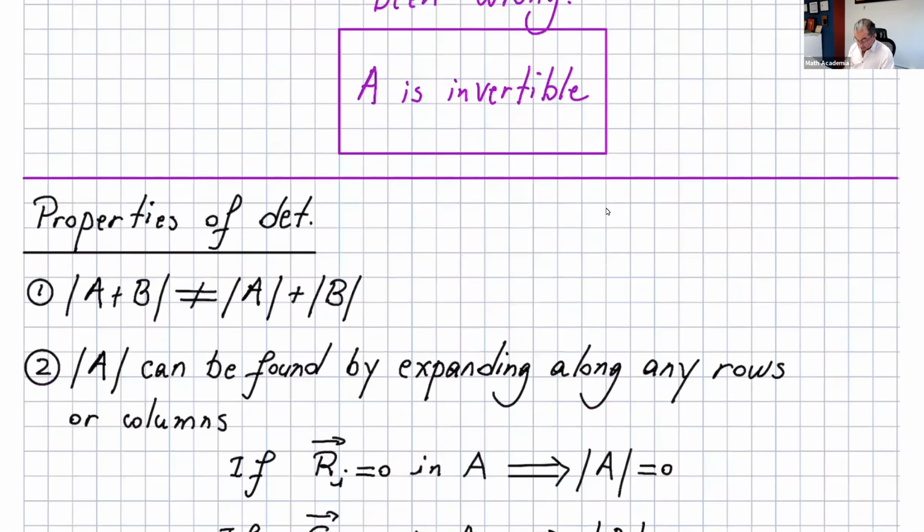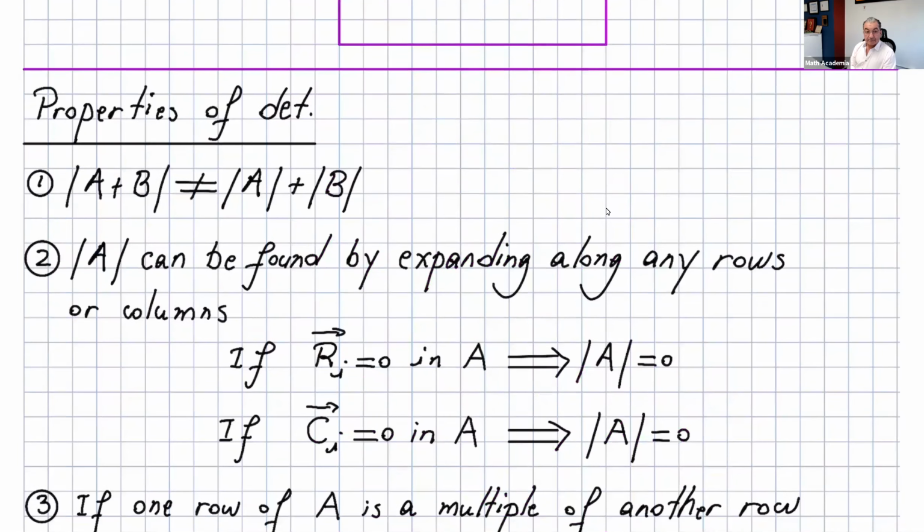Now let me go over the properties of determinants. The determinant of A plus B is not equal to the determinant of A plus the determinant of B. The determinant of A can be found by expanding along any row or column. Therefore, if a row consists of all zeros, then the determinant of A will be 0. If a column consists of all zeros, then the determinant of A will be equal to 0.